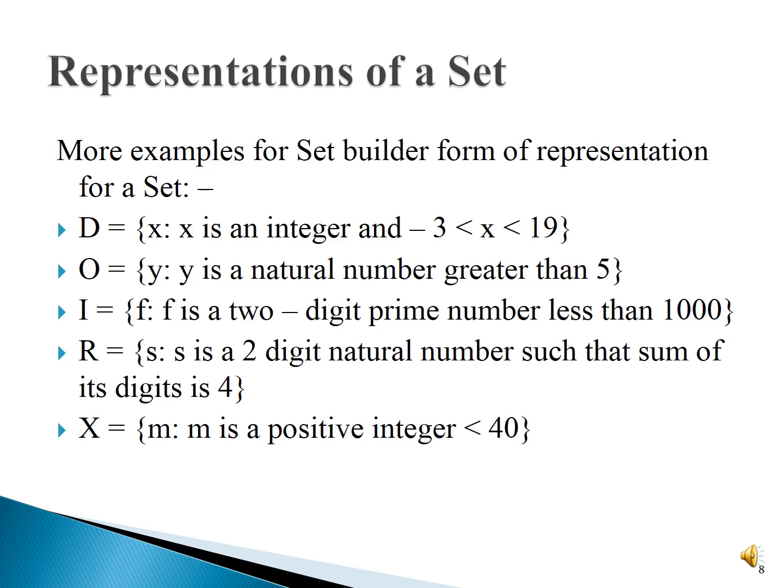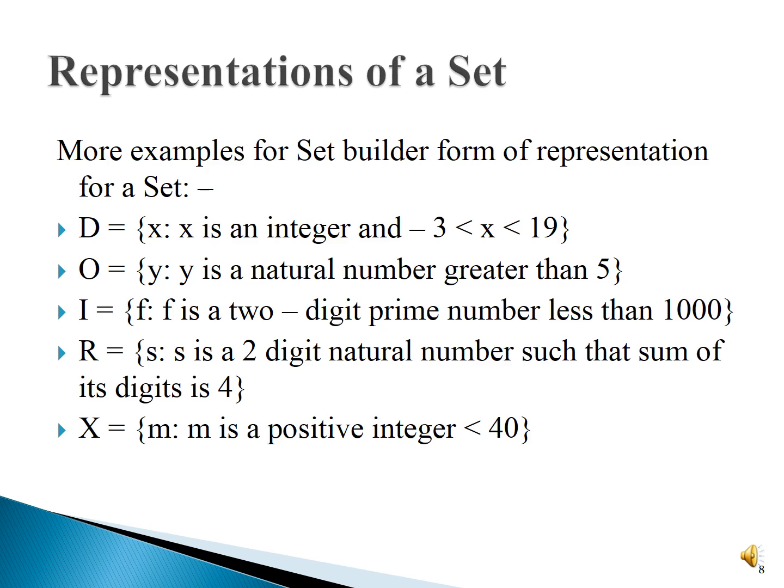Then next is O equals {y : y is a natural number greater than 5}. So this is the set builder form of the set O. But if we write the roster form of this set, then the set will contain the natural numbers greater than 5. So the natural numbers greater than 5 will be 6, 7, 8, 9 and so on. That means the set will be an infinite set.